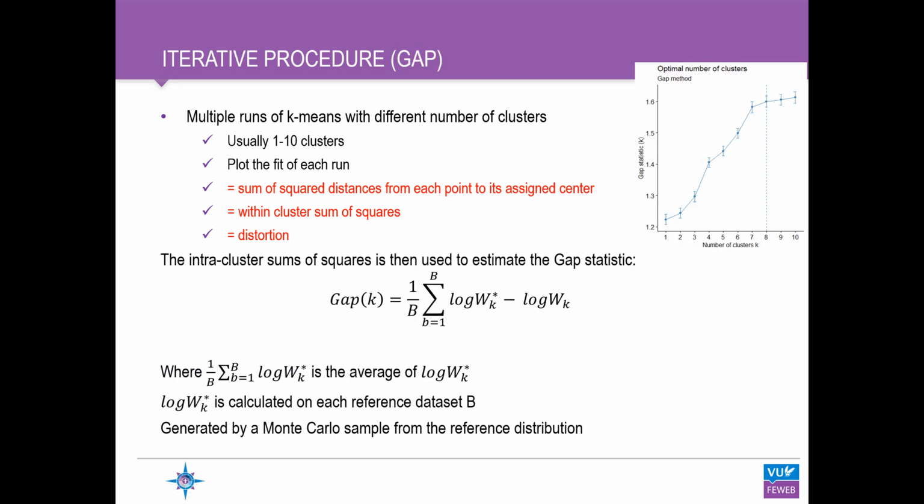Now the gap method runs multiple runs with different numbers of clusters, same as before, and it calculates the intra-cluster sum of squares by the gap statistics. The higher it gets, the better the solution. As you can see here, 8 is considered the best optimal solution.